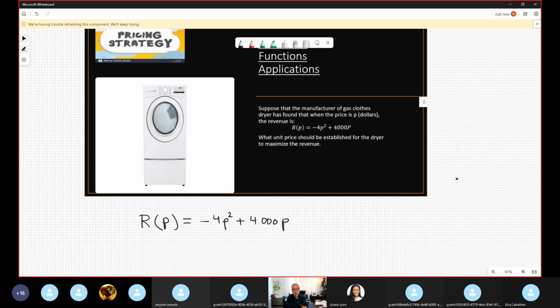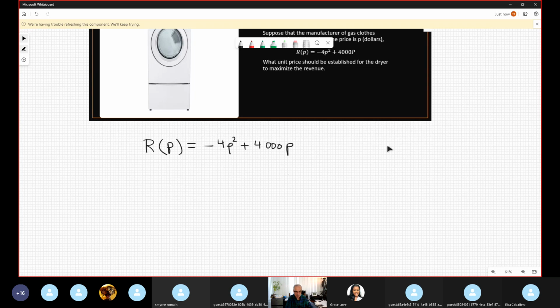What unit price should be established for the dryer to maximize the revenue? So basically, it's an optimization problem. I know that this is a quadratic function. I know that this is a parabola. And now I want to determine what direction it opens and everything. And I need to maximize. Okay, so now, is this quadratic function given in standard or in vertex form? Standard.